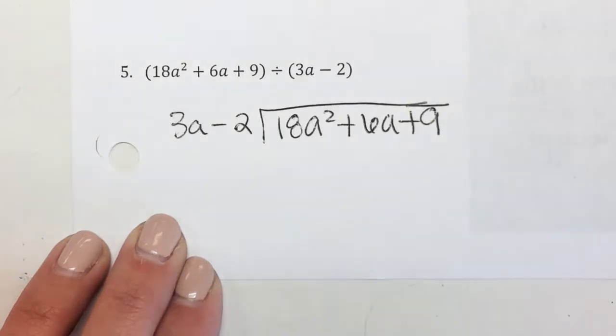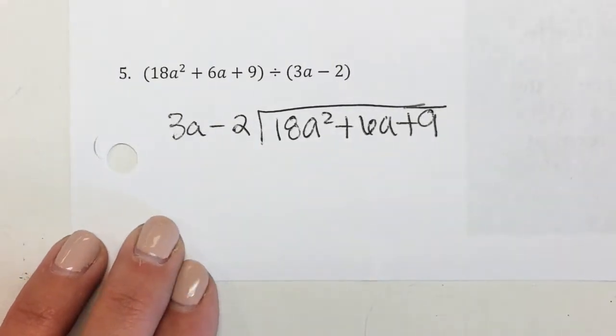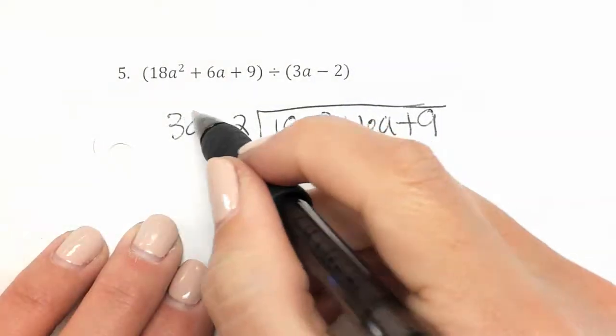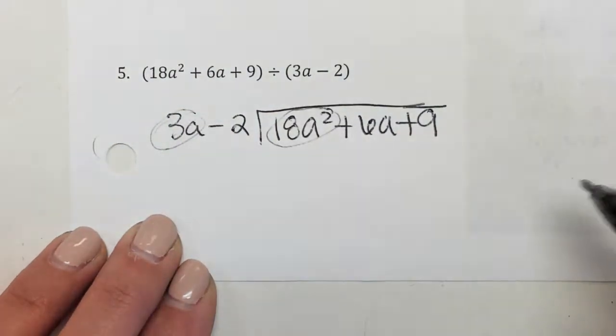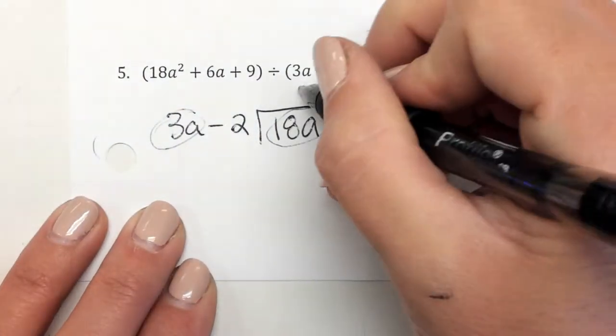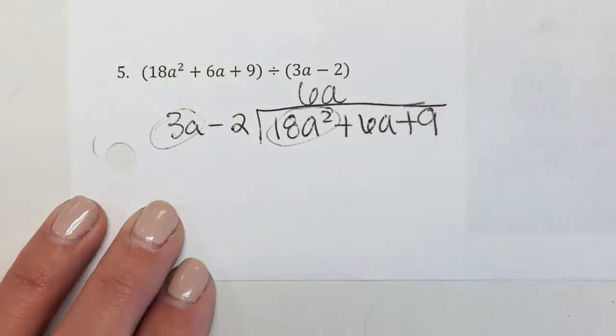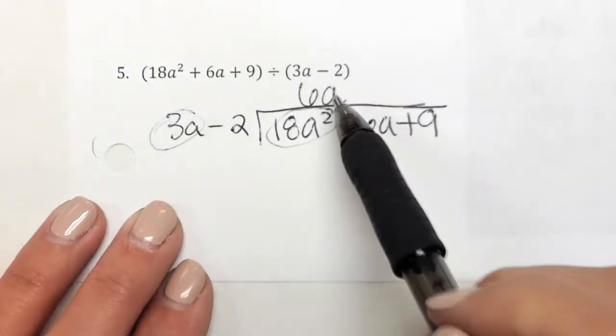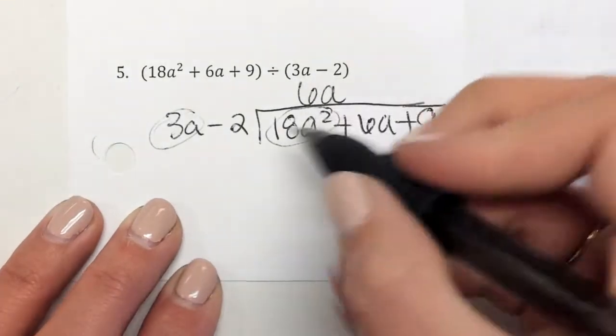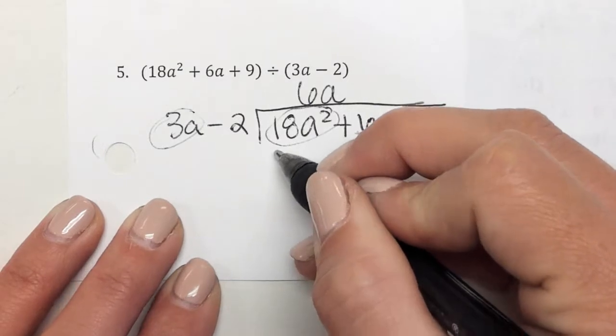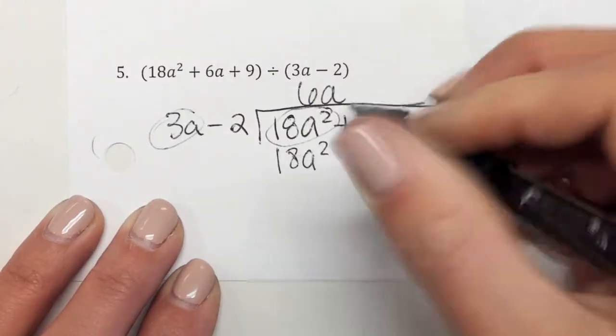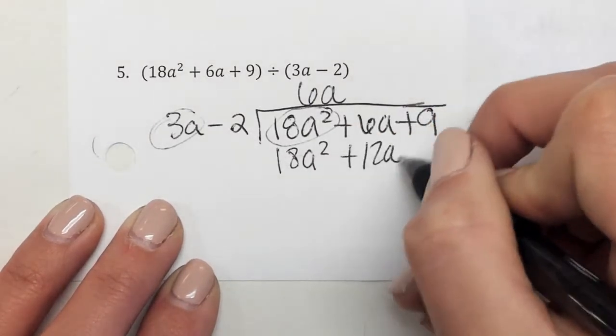Alright, Solomon, tell me the first two terms I'm focused on. 3a and 18a squared. Then tell me what I need to multiply 3a by. 6a. Good. Alright, Victor, when I multiply both of these by 6a, I'll get what? 18a squared minus 12a. Good, so let's go ahead and change those.